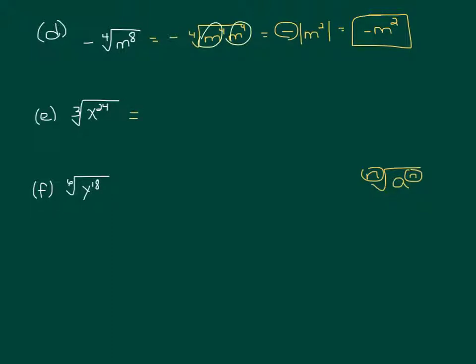So for E, I need to know how many x cubes there are in x to the 24. So basically it's going to be 24 divided by 3, which is x to the 8th. And since it's odd, I don't need the absolute value symbol. And then on F, how many x to the 6th can I make in x to the 18th? So 18 divided by 6 is 3. So it's going to be the absolute value of x cubed. And this one I do have to keep the absolute value symbol because x cubed can come out to be negative.